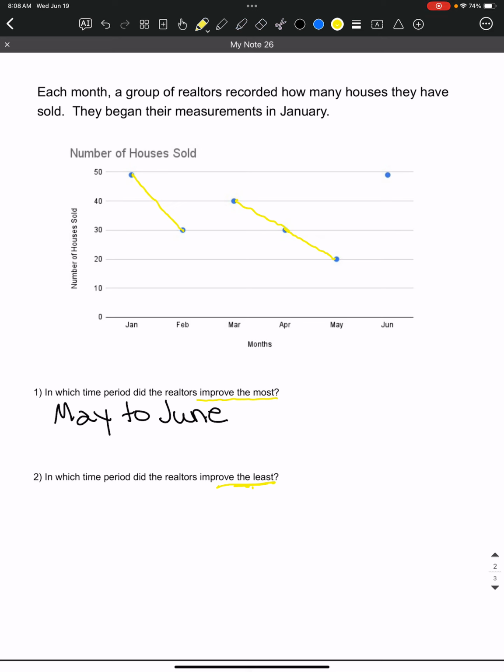Well, that's going to be January to February. So that jumped from almost 50 all the way down to 30. Whereas the time period from March to April, well, that was just 40 to 30. And similarly, April to May, again, that was just 10, which was 30 to 20. Okay, so the answer here is going to be January to February.